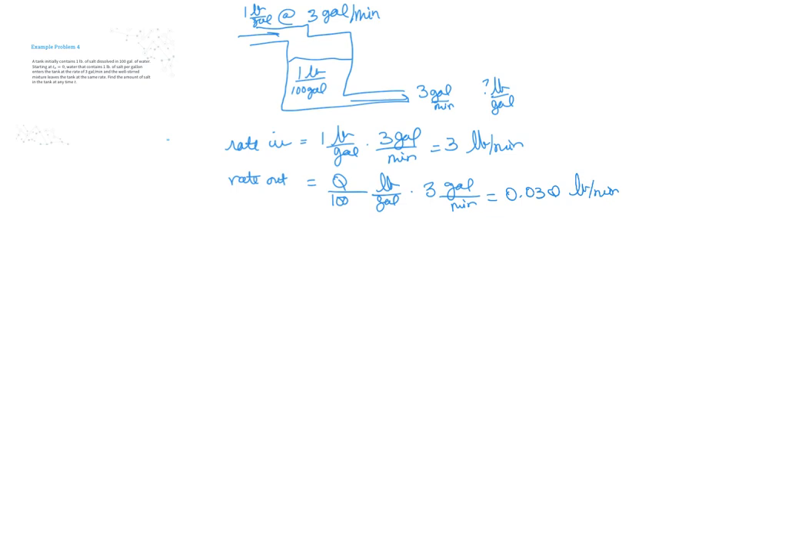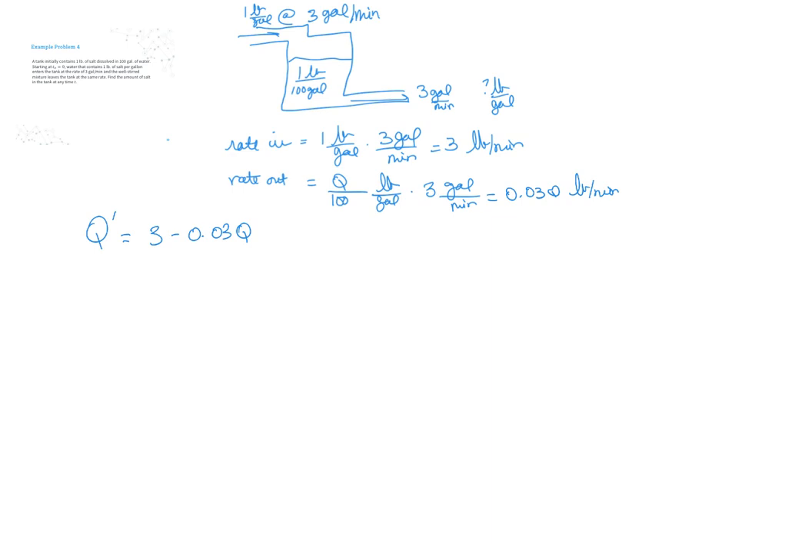That makes our total rate Q prime equal to the rate in, which is 3, minus the rate out, which is 0.03 Q. And now we have a first order linear differential equation. And we know how to solve this. So first things first, we're going to check to see if it's exact, and if it's not, we're going to use an integrating factor.